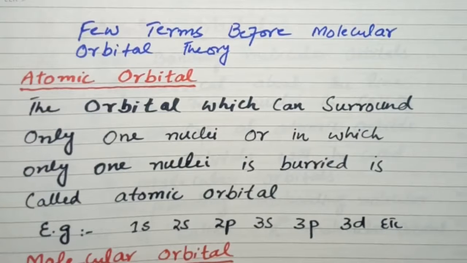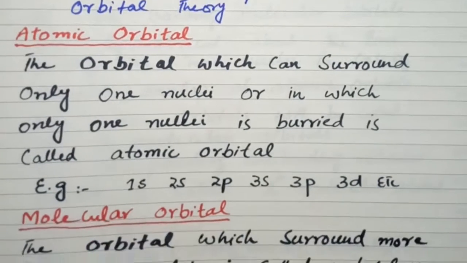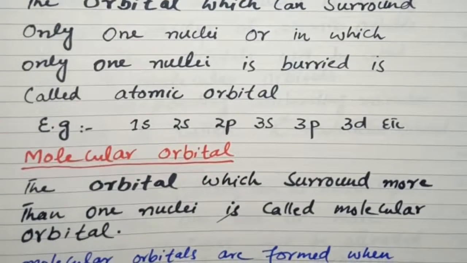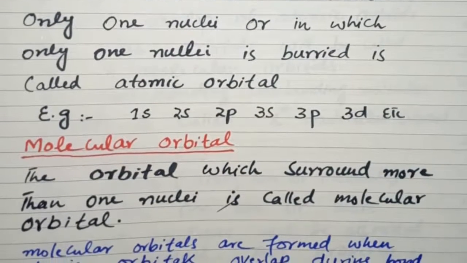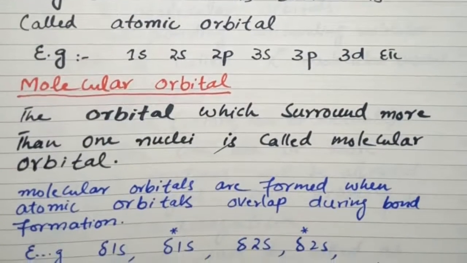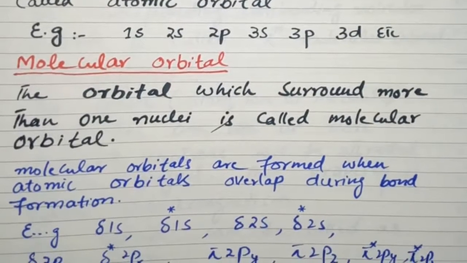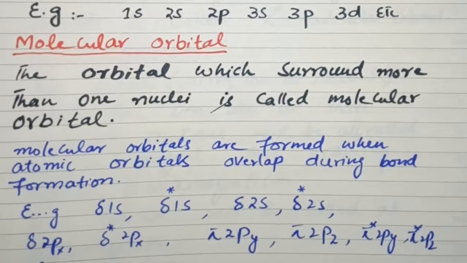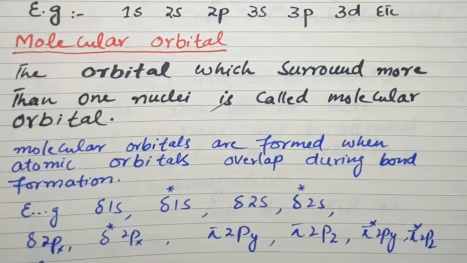Now whenever two atomic orbitals overlap together, they will form molecular orbitals. The molecular orbitals are the orbitals which surround more than one nucleus, or which are formed when atomic orbitals overlap during bond formation. Now two types of molecular orbitals will be formed in this theory. One is bonding molecular orbital, which has lower energy than the parent atomic orbitals, and the other is anti-bonding molecular orbital, in which the energy is greater than the parent atomic orbital.